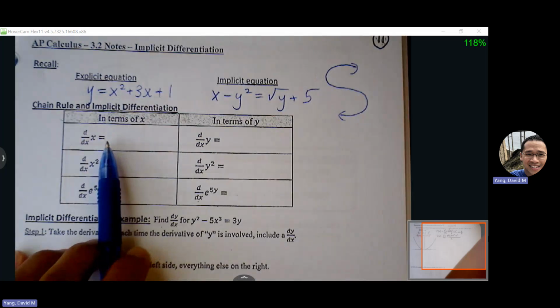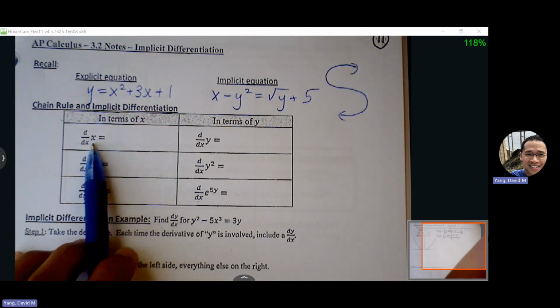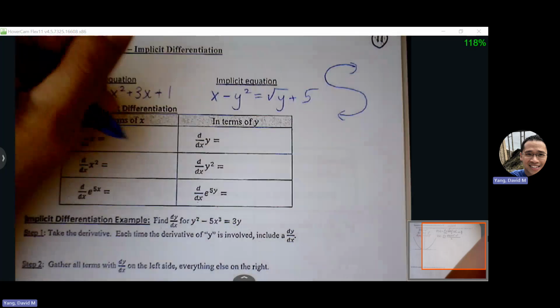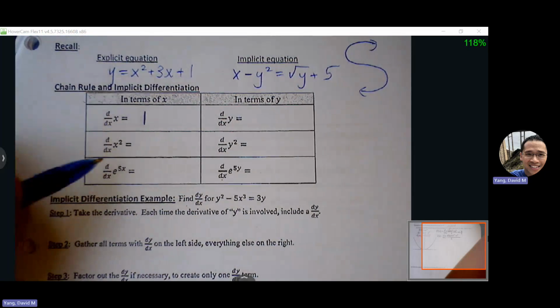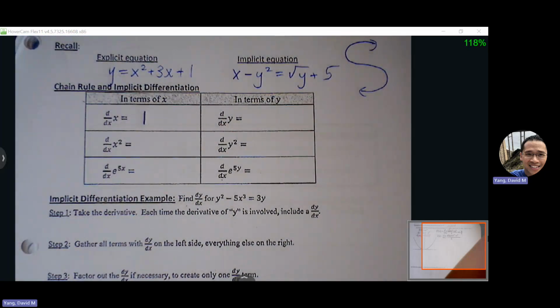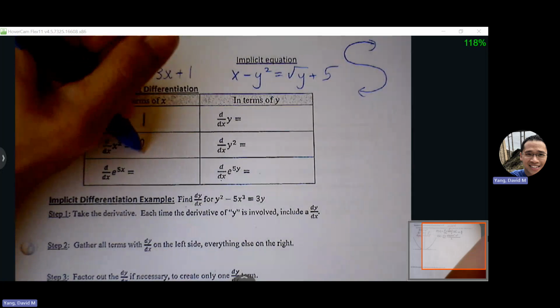So if I want to find the derivative of x with respect to x, it's just simply 1. So when we find derivatives that have x's in them, you're just going to treat them the exact same way. There's not going to be any differences. So x squared's derivative is just 2x.